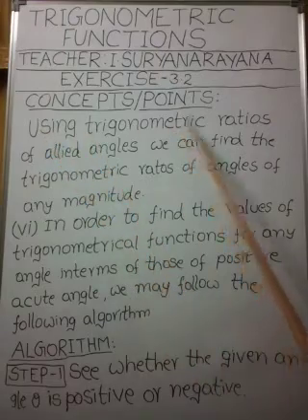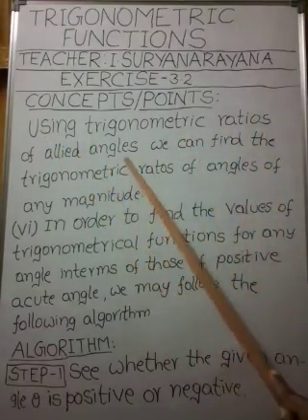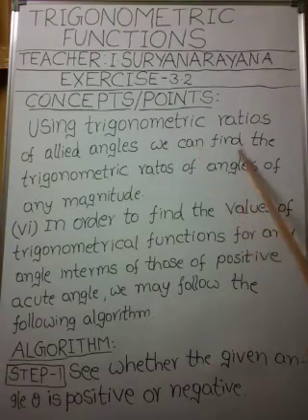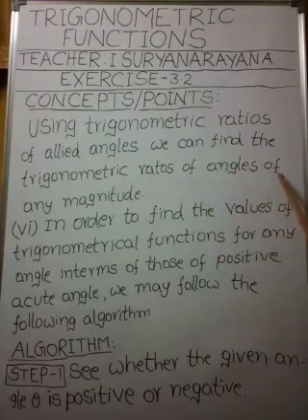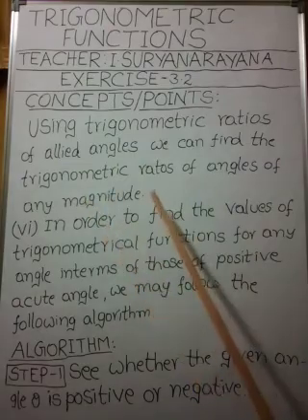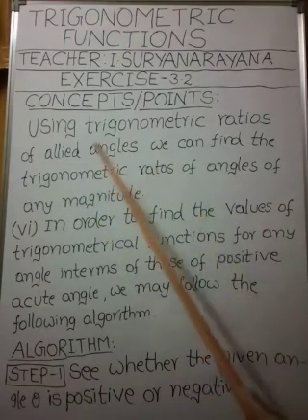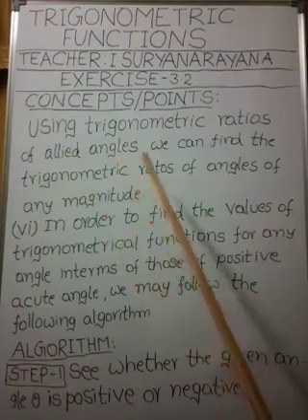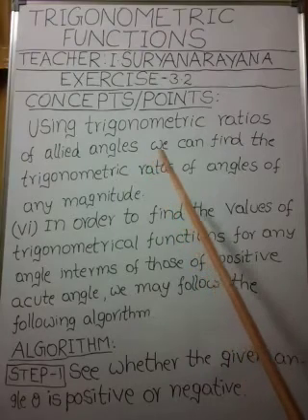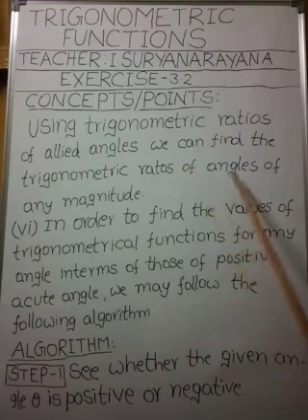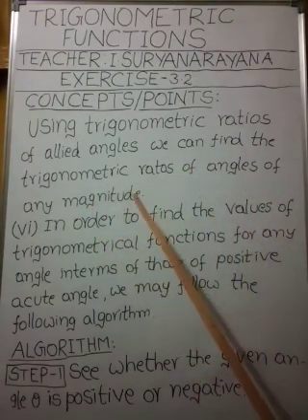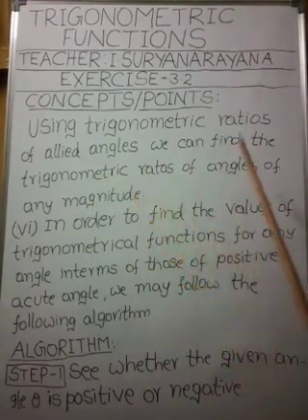Using trigonometric ratios of allied angles, we can find the trigonometric ratios of angles of any magnitude. So, this concept of allied angles helps a lot to find the trigonometric ratios of angles of any magnitude. Okay, my dear children, right.